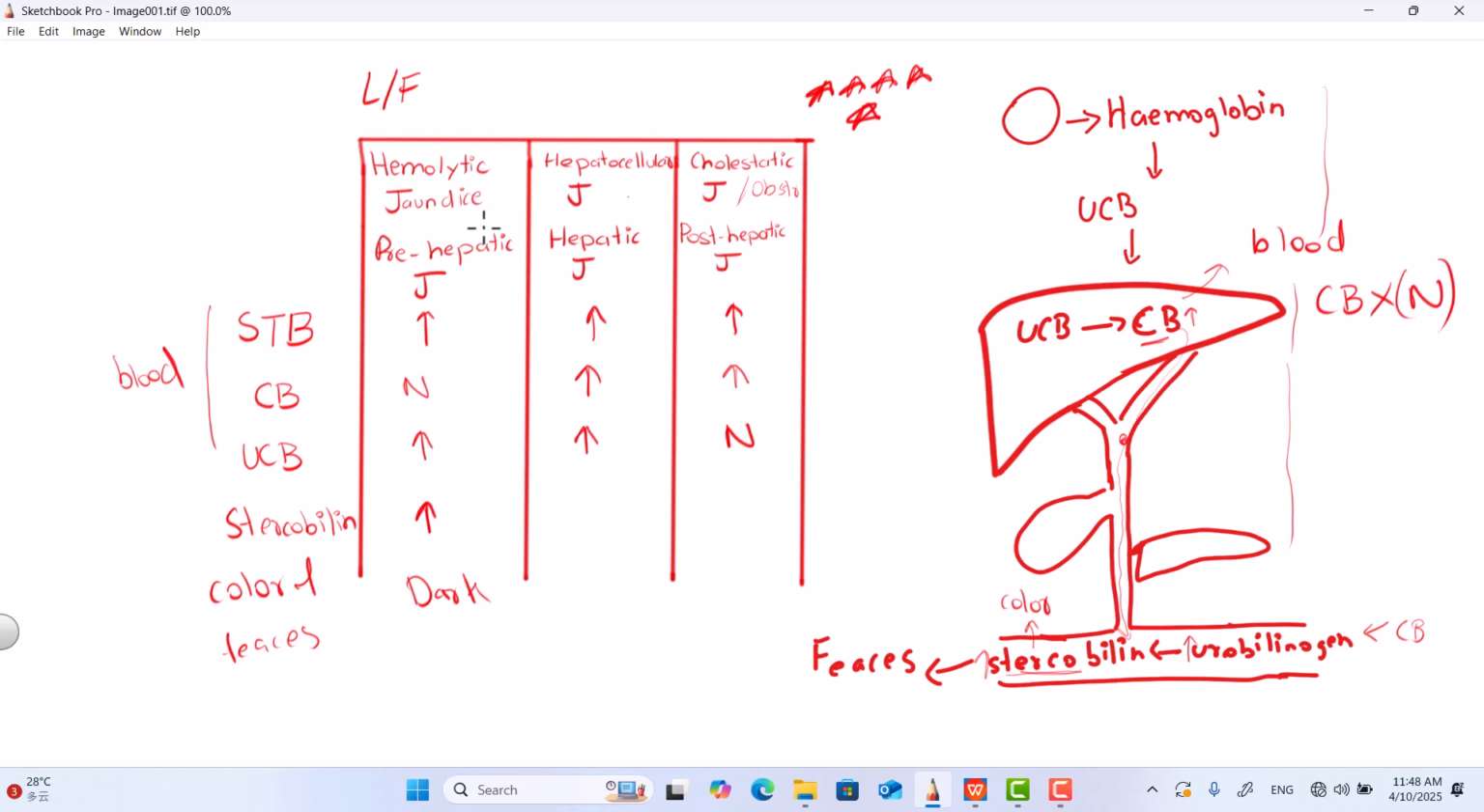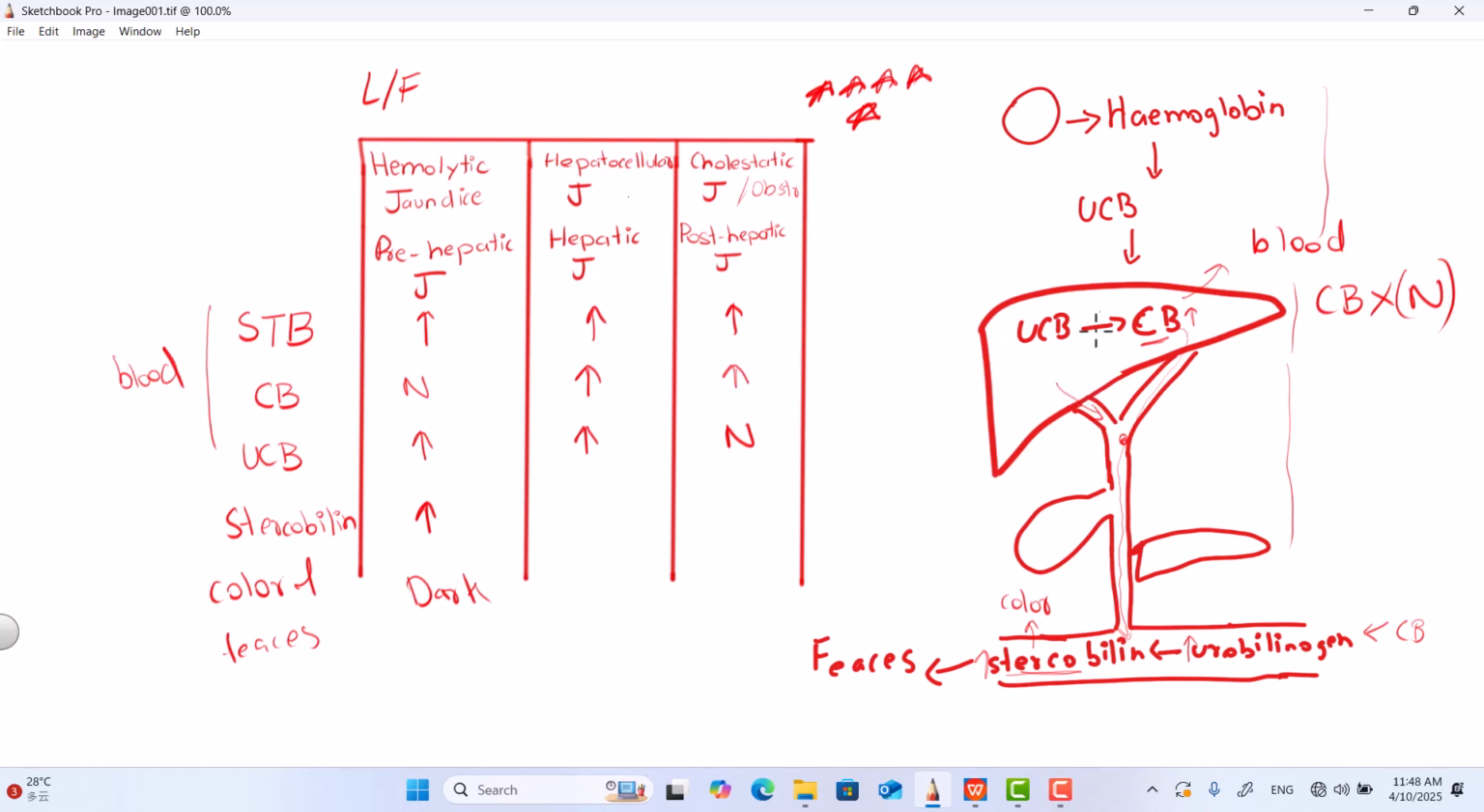In hemolytic jaundice, the color of feces is going to be dark. In hepatocellular jaundice, what is happening is that our liver is excreting the conjugated bilirubin into our blood, but sometimes the whole liver is not affected by disease. Some part of the liver is also working normally. They are excreting it into our biliary system.